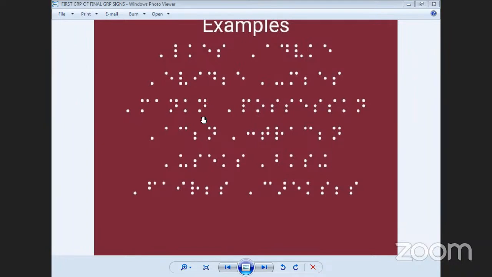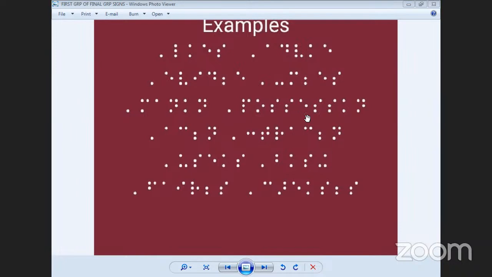This one? Mansion. That is mansion. Dot 6 capital letter sign, MAN, dot 46 N. Mansion. And then we are having dot 5.